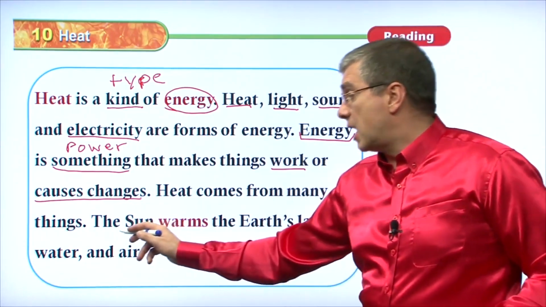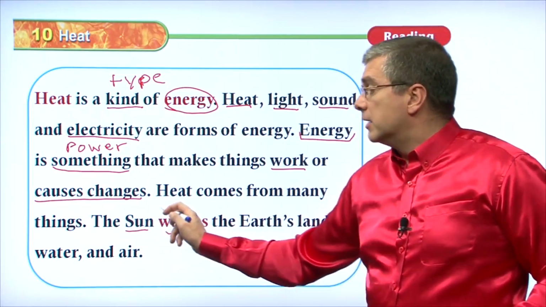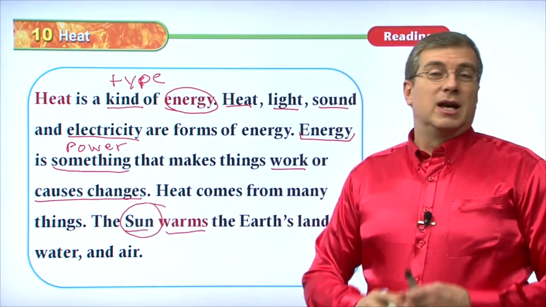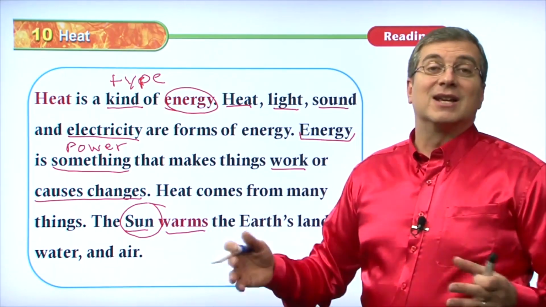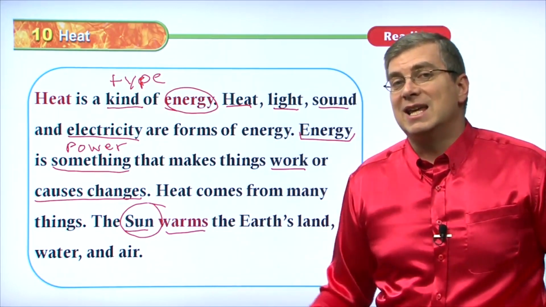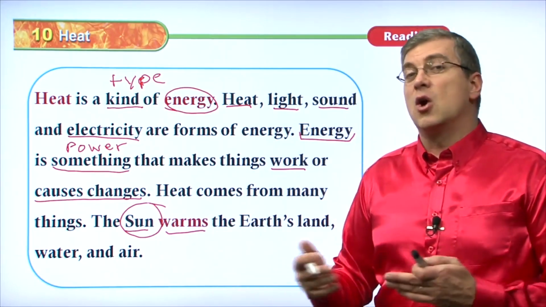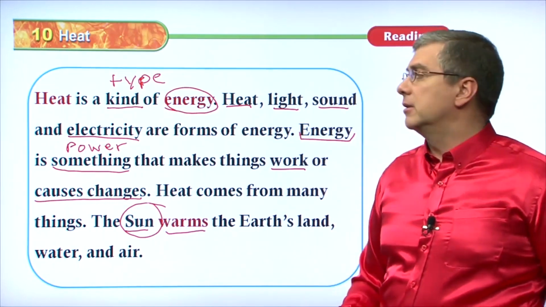Of course, the sun warms the earth's land, water, and air. So the sun is the oldest heat source on earth, right? The sun has always been there, and the sun has always been providing heat to the earth. So the sun is the oldest heat source for the earth. But there are other ways we can get heat too.